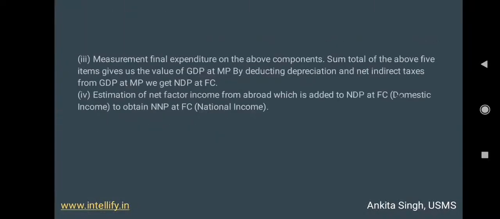Third, measurement of final expenditure on the above components. Sum total of above 5 items gives us the value of GDP at MP. By deducting depreciation and net indirect taxes from GDP at MP, we get NDP at FC. Fourth, estimation of net factor income from abroad, which is added to NDP at FC, domestic income, to obtain NNP at FC, that is national income.